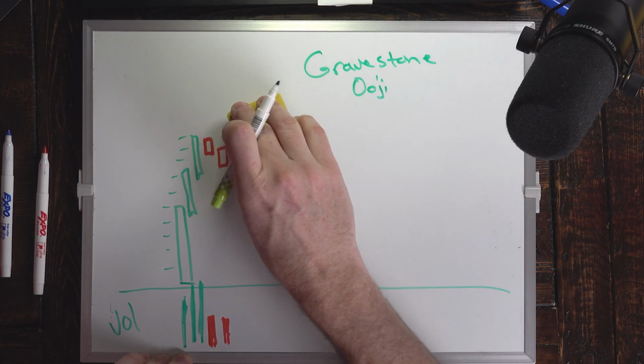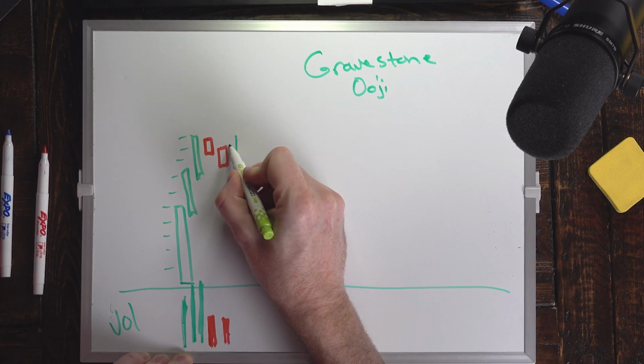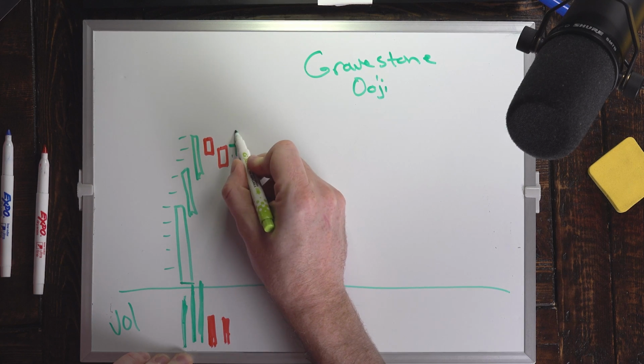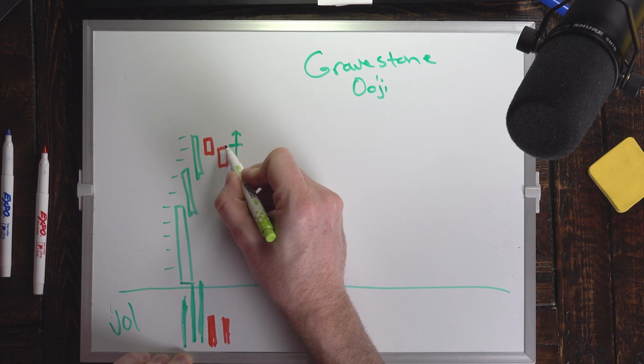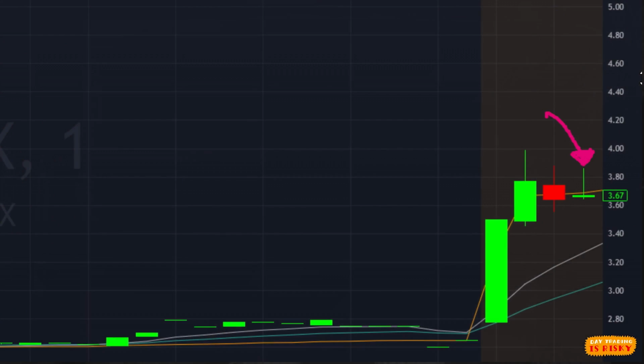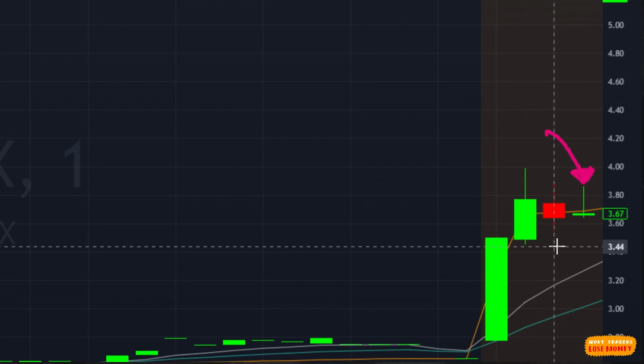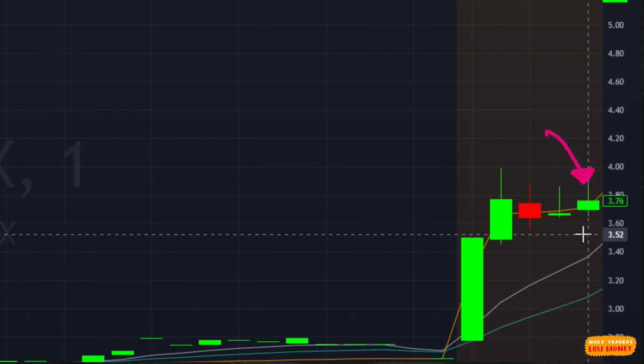Typically, what I'm going to do is buy the first candle that makes a new high on this pattern. So the second this candle breaks the high of this red candle, I'm a buyer. But in this case, we had this first candle that squeezes up right here, then the pullback candle, and then this gravestone doji.